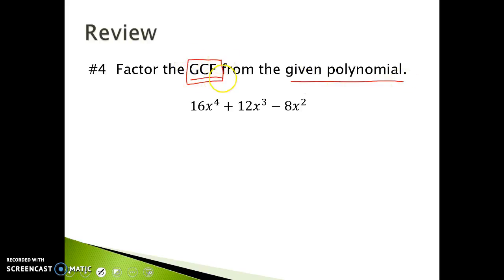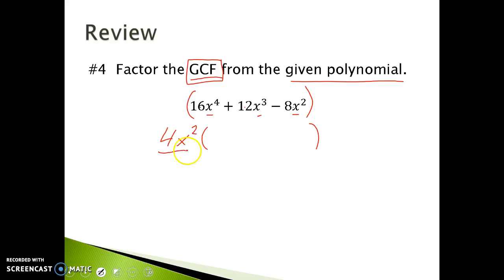So the GCF stands for the greatest common factor. We're going to pull that out of a polynomial. So for example, what goes into 16, 12, and 8? Well, a 4 does. Then I have x to the 4th and x to the 3rd and an x squared. So this has 4x's, 3x's, and 2x's. They all have at least 2 of them. So I'm going to pull out what they have in common. They all have a 4 in common, and they all have 2 x's in common.